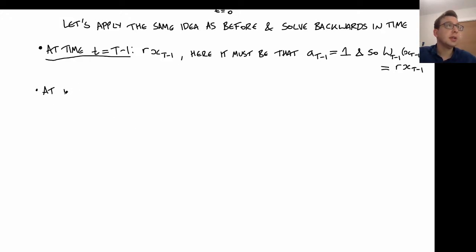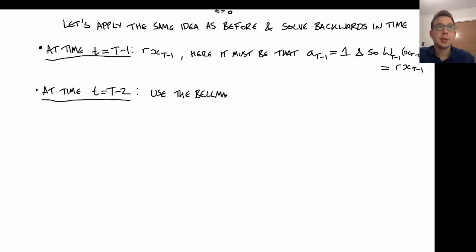So at time t equals t minus 2, let's look at what's going to happen in that case. We can resort to our good friend, the Bellman equation, because from that we can use the solution that we had at time t minus 1 and push it back to our solution at time t minus 2.